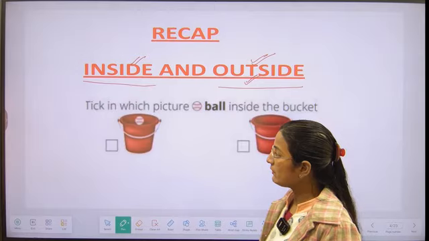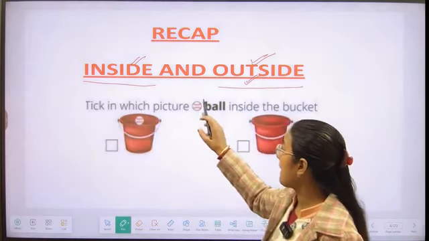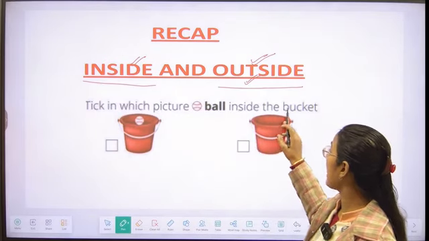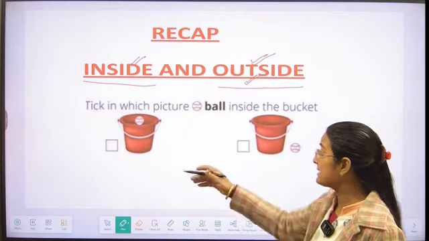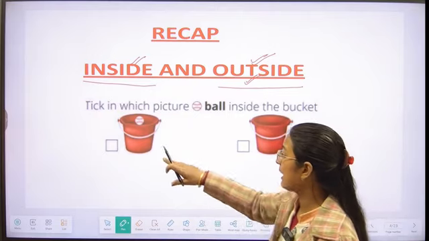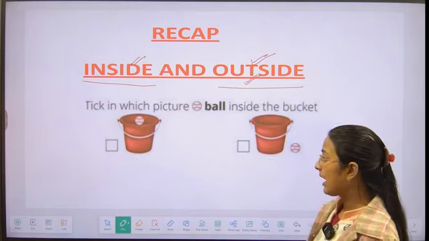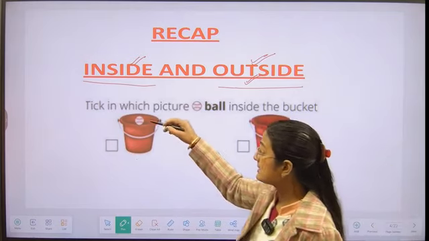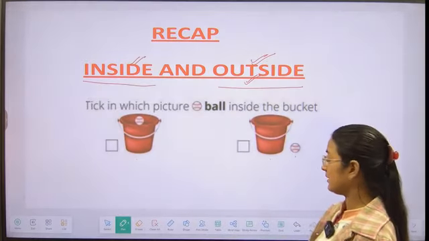Just read the question with me. Tick in which picture the ball is inside the bucket. What are we seeing here? We are seeing that there is one bucket here and one bucket here, and one ball is inside the bucket and one ball is outside the bucket.